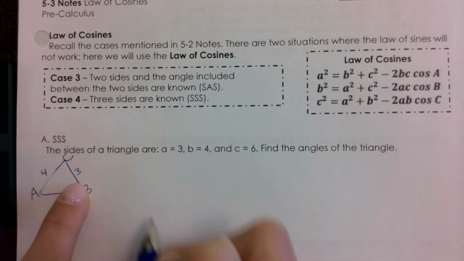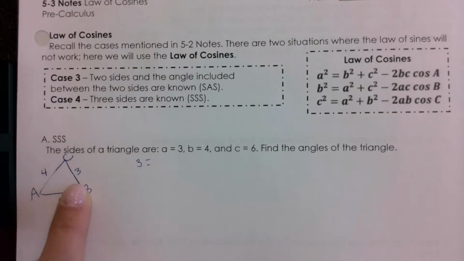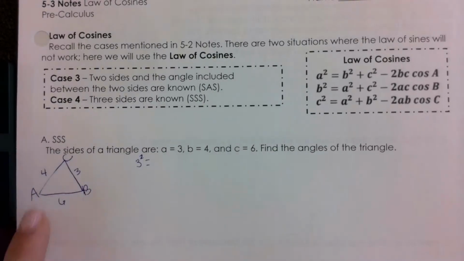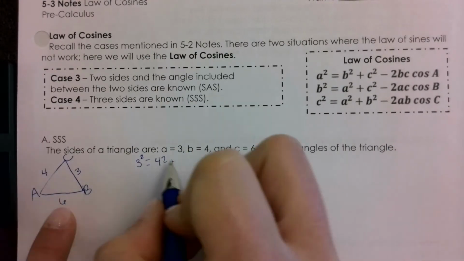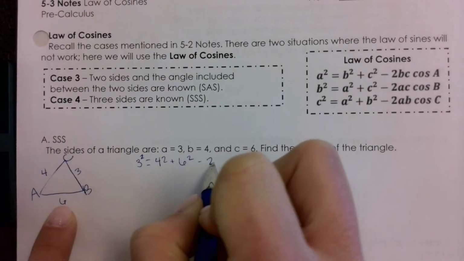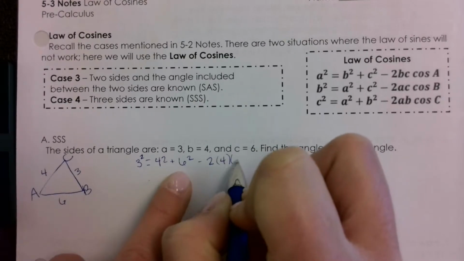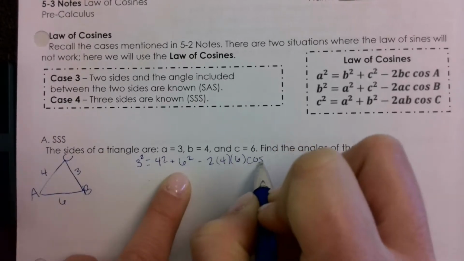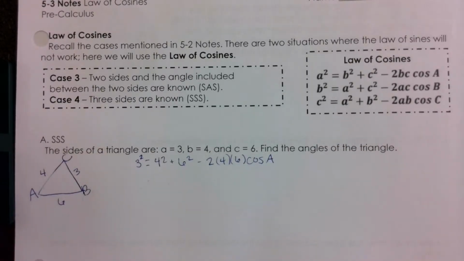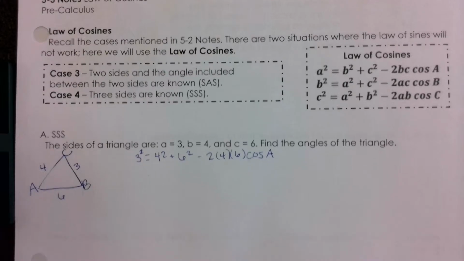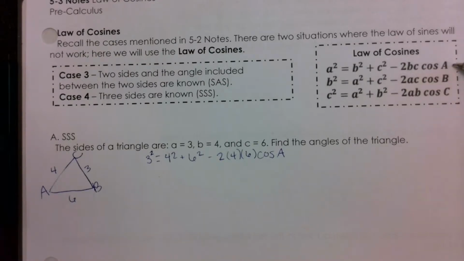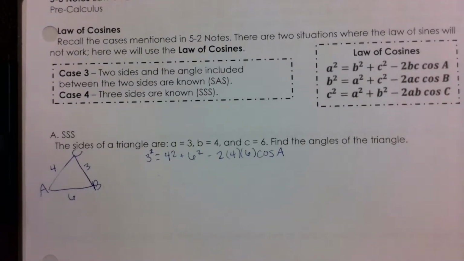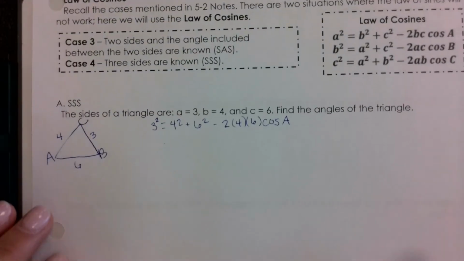So we'll say that 3 squared, because that's our side A, equals B, which was 4, so 4 squared plus C squared, which is 6 squared, minus 2 times B, which is 4, and C, which is 6. All that is times cosine of A, and that's what we're trying to find. Are we okay with plugging in there? We just use this formula over here. Questions right now? Okay. Then we'll start to simplify from there.